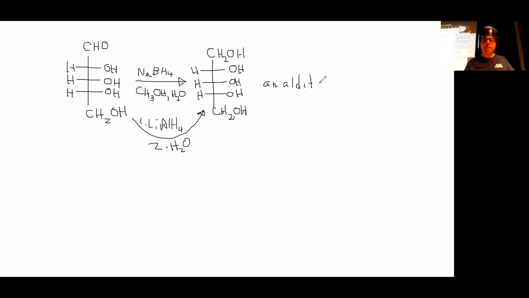But be that as it may, this is a reaction we know already. We already know that you can reduce an aldehyde group to an alcohol functional group using one of these hydride reagents. Now, these types of compounds are called alditols or sugar alcohols, and they are useful also in their own right.